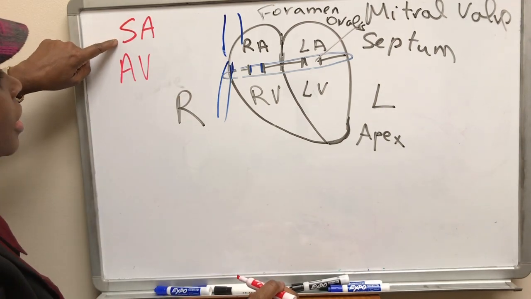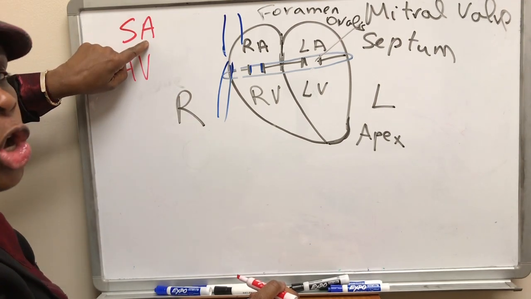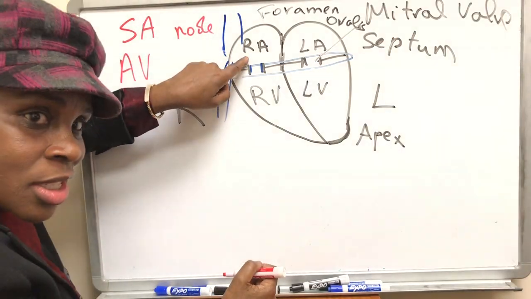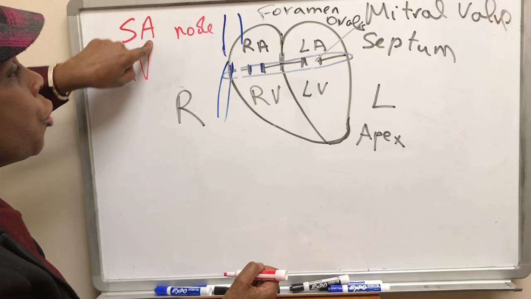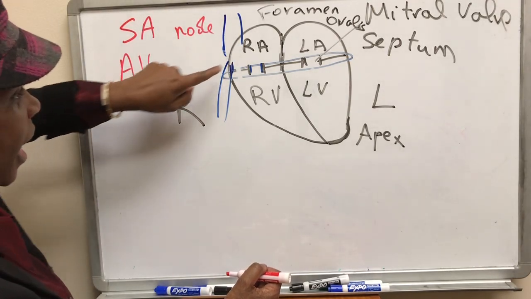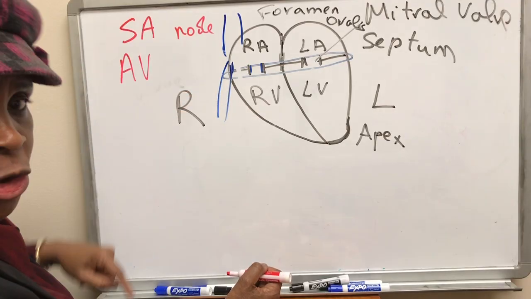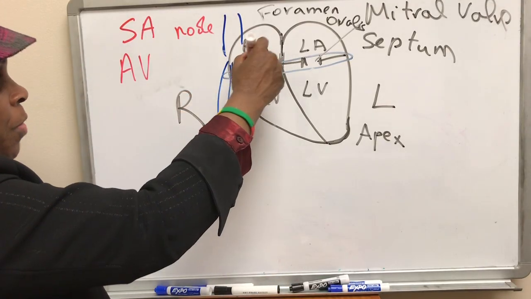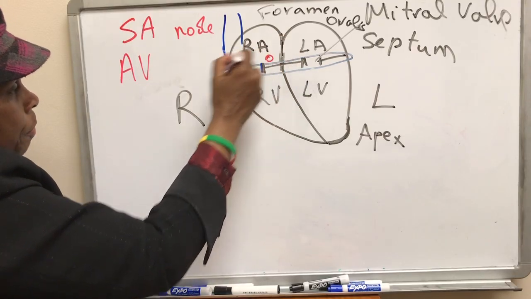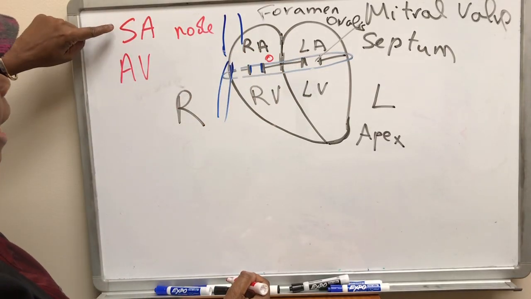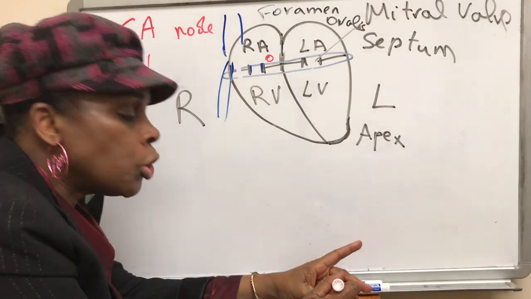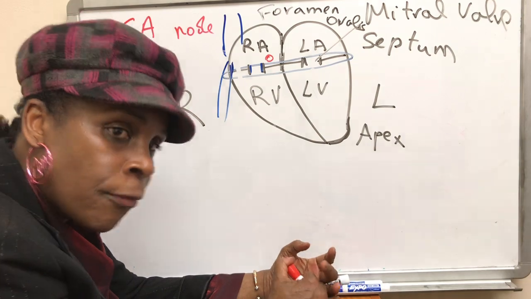SA means sinoatrial node. Why is it called sino? Because it's next to the sinus. Remember we talked about the sinus? Atrial, in the atrium. And the AV node is the atrioventricular node because it's next to the ventricle. Like AV is going to be at the door here. So we have two nodes, SA node and AV node, and the two are called the pacemakers of the heart.